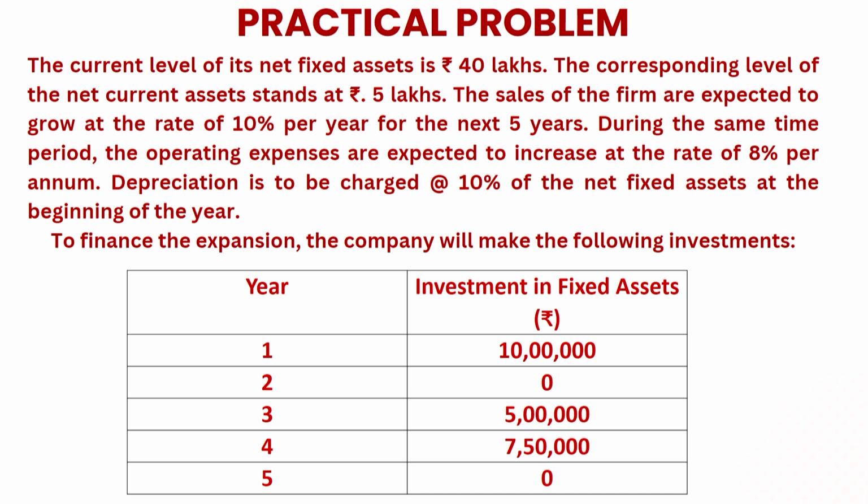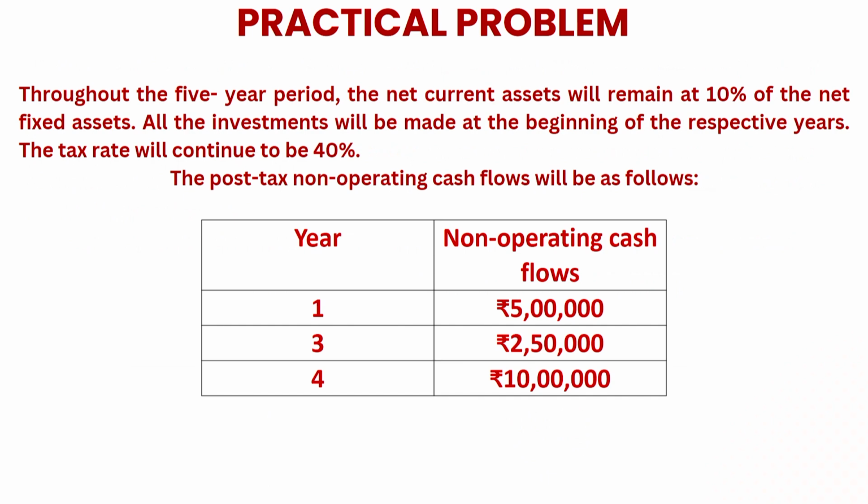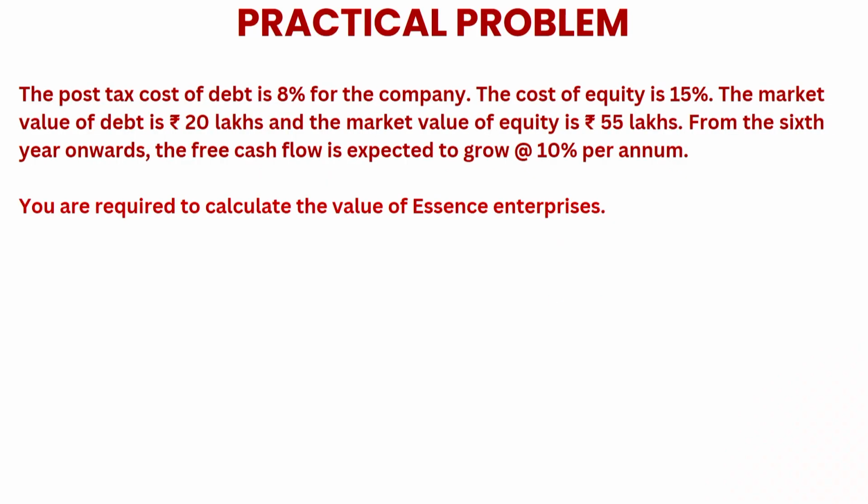Sales are expected to grow at the rate of 10% for the next 5 years. During the same time, the operating expenses are expected to increase at a rate of 8%. Depreciation is to be charged at the rate of 10% of the net fixed assets. And you are also given the information regarding the investment as an expansion plan. Then we have the information regarding post-tax non-operating cash flows of the company, and then we have to compute the value of the enterprise.